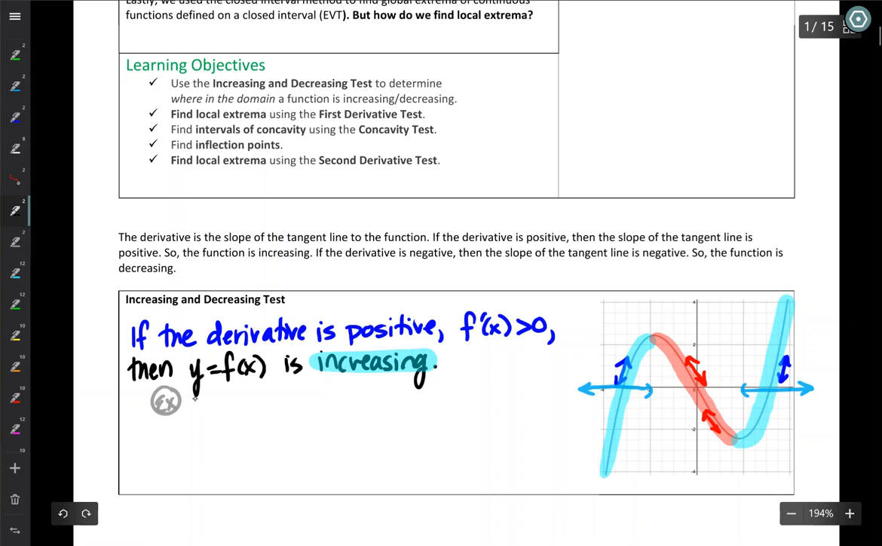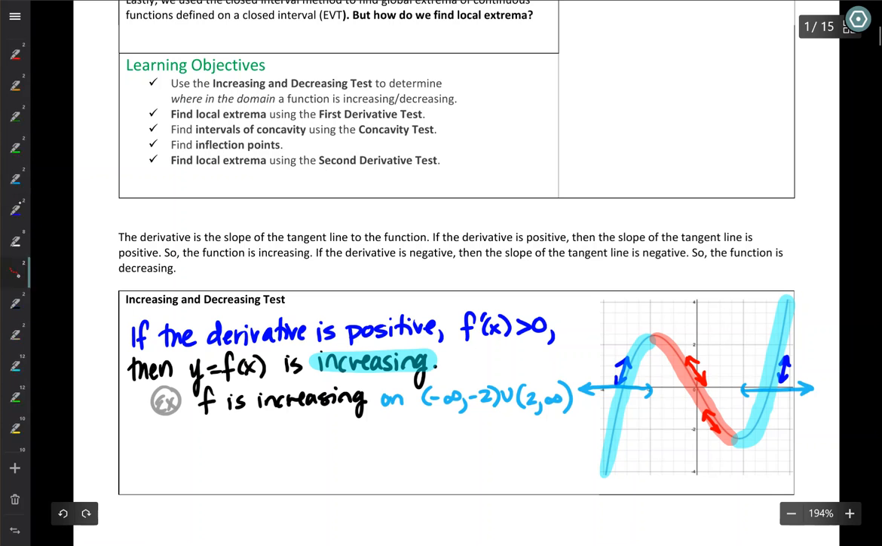Example, f is increasing on what domain? -infinity up to -2, in addition 2 to infinity.